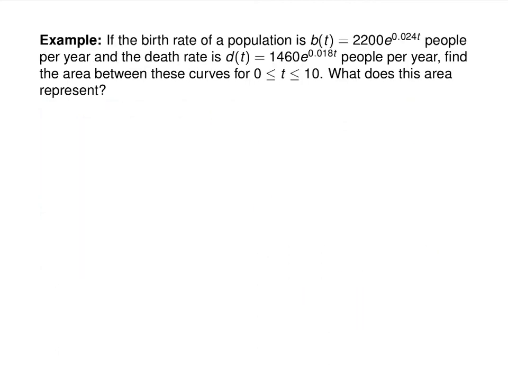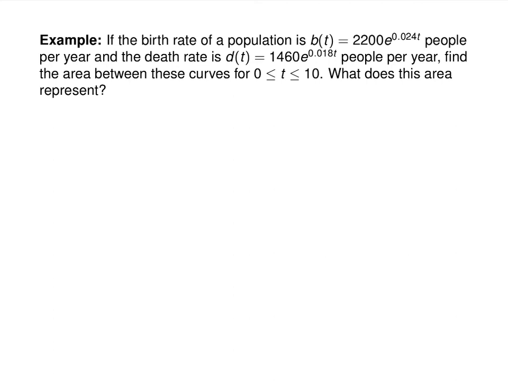All right, another example. So if the birth rate of a population is given by this equation B of t, and the death rate is given by the second equation, find the area between these curves for 0 to 10, and then what does this area represent?